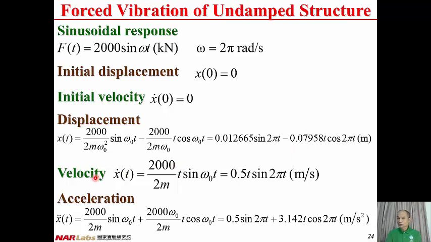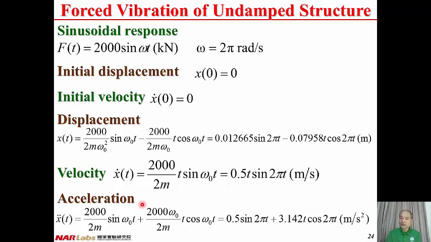We have a similar observation for the velocity, equal to 0.5 t sine 2 pi t. Therefore, the frequency is 2 pi radian per second. The amplitude is 0.5 t, therefore it's a function of time. It increases with time; it's linearly related with time. Therefore, the amplitude becomes larger and larger as time goes by.